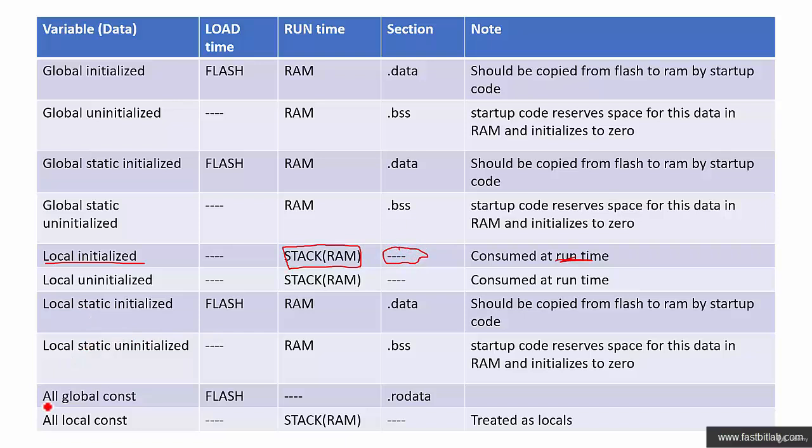After that, how about constant data? All global const data will go to flash. Since they are constant, they are not writable, isn't it? They are only readable. That's why there is no runtime memory consumed by const variables or const data. And the section dedicated is this one, .rodata. And all local const data, that is constant data which is local to a function, is just treated as stack data. They don't have any section dedicated to them.